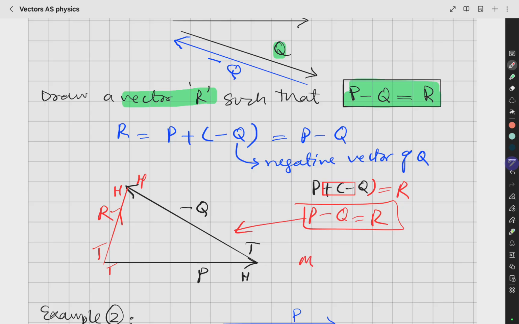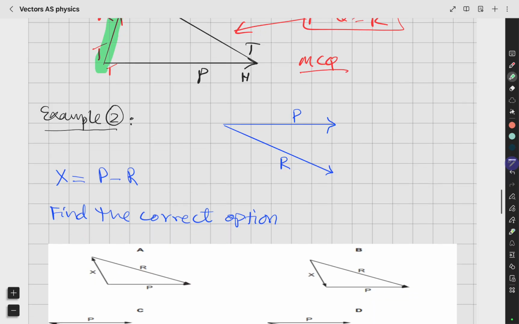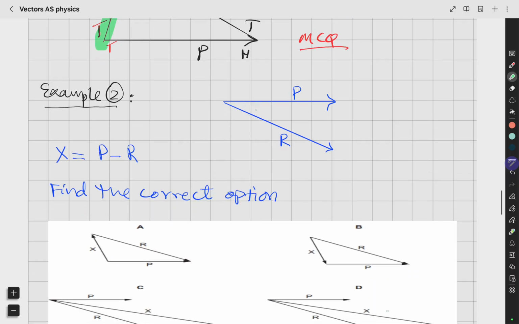This will be coming in MCQ where they can ask you to look for the direction of r if p and q are given. Okay, let's look upon example 2. This is from the past paper. This is vector p and this is vector r, and they're asking that you have to find which diagram is correct, which will prove that x is equal to p minus r.